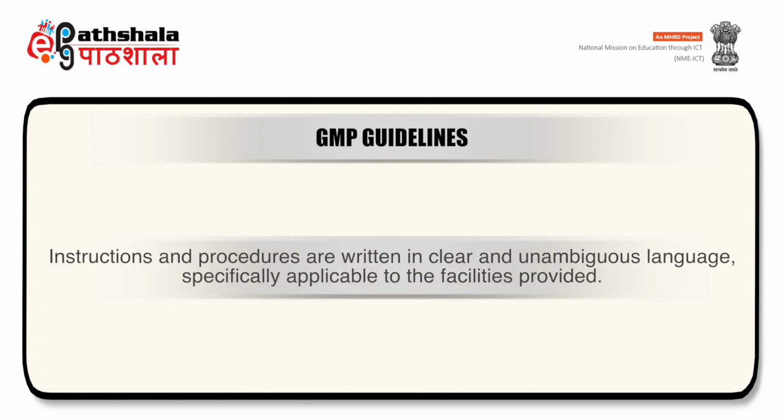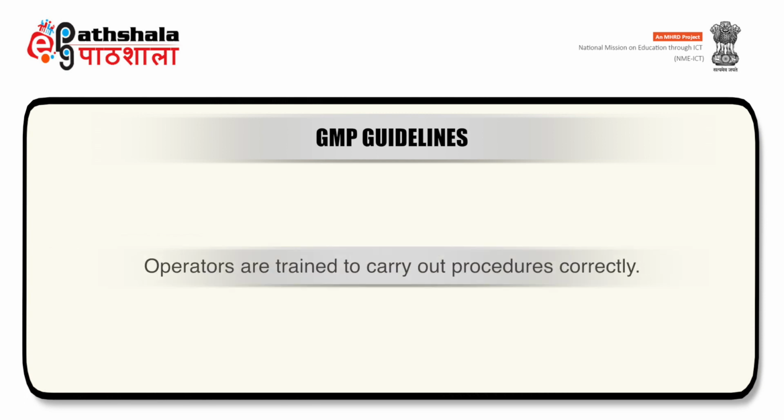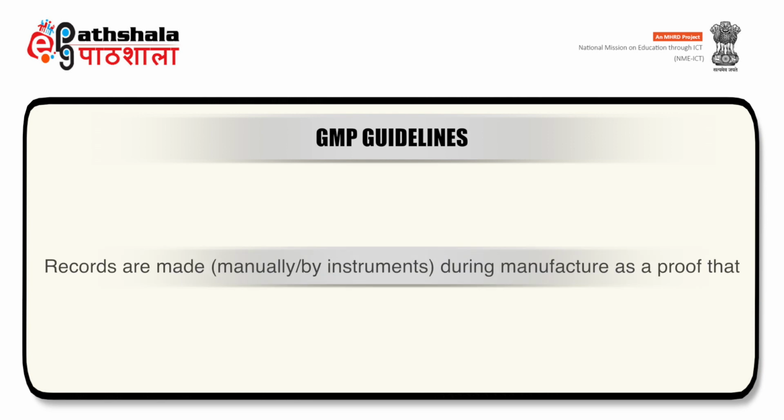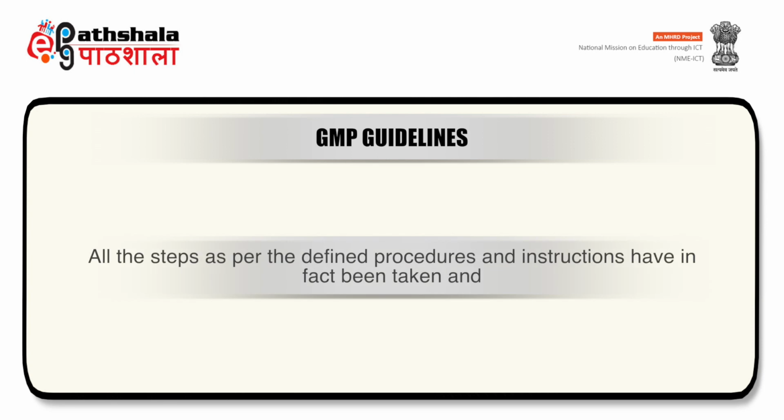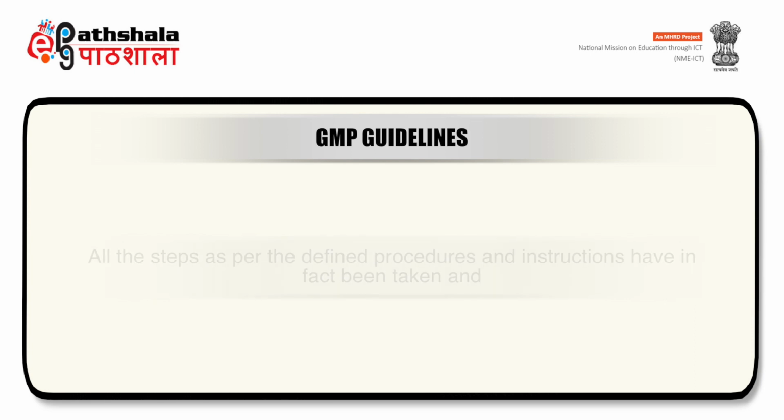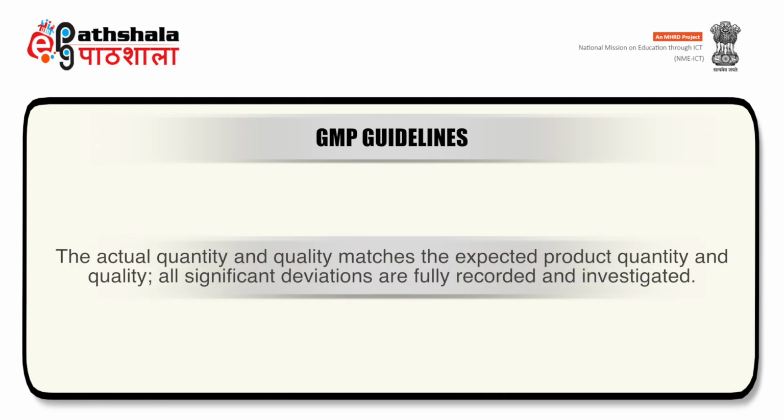Under GMP, instructions and procedures are written in clear and unambiguous language specifically applicable to the facilities provided. Also, operators are trained to carry out procedures correctly. Moreover, records are made during manufacture as a proof that all the steps as per the defined procedures and instructions have in fact been taken and the actual quantity and quality matches the expected product quantity and quality. All significant deviations are fully recorded and investigated.